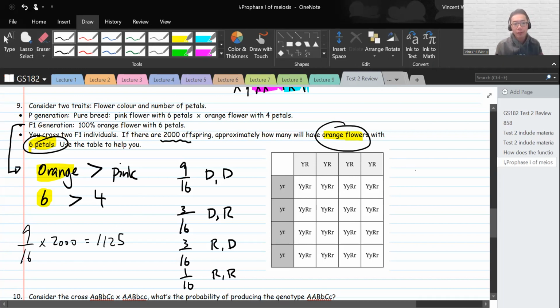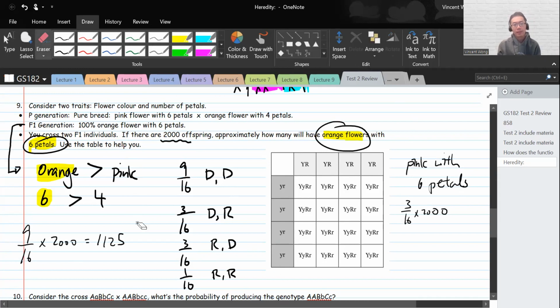Okay, if they're looking for, say, pink with 6 petals. Okay, pink is a recessive trait. 6 petal is dominant. Recessive dominant, that's 3 out of 16. So you would do 3 out of 16 times 2,000.